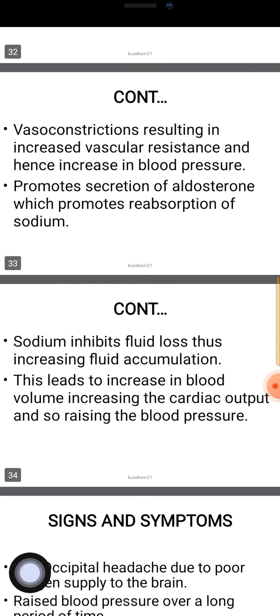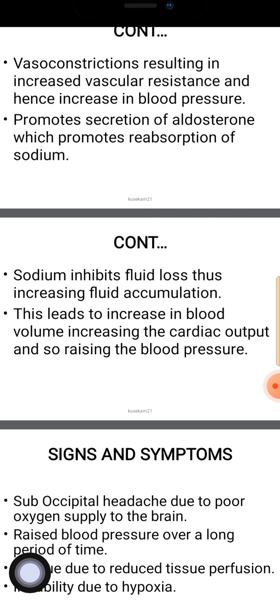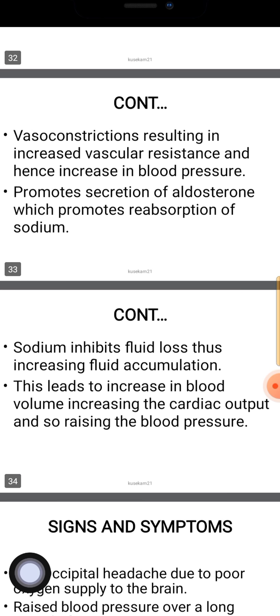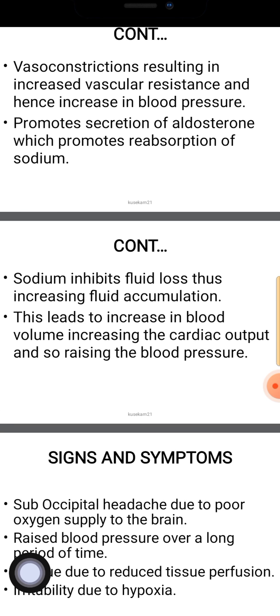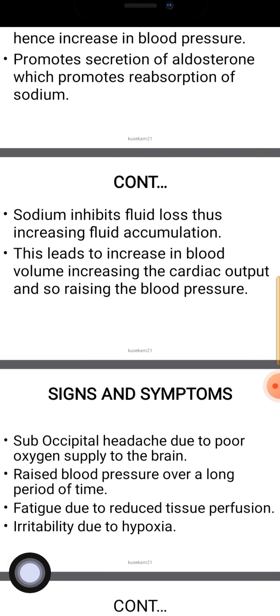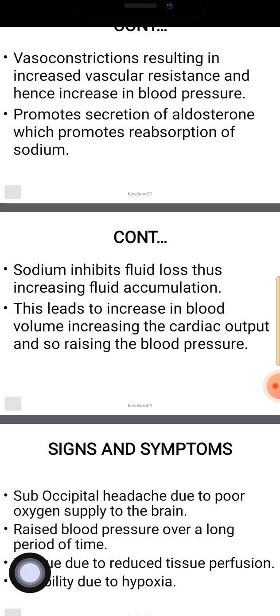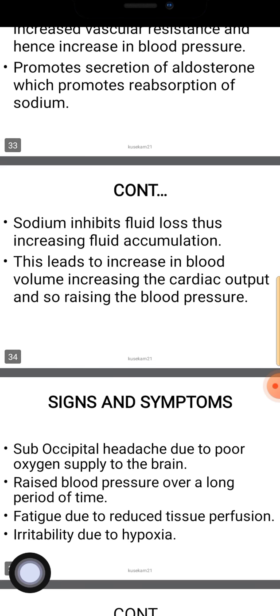Then, with angiotensin 2, there will be vasoconstriction resulting in increased vascular resistance and hence an increase in blood pressure. That also promotes secretion of aldosterone, which promotes reabsorption of sodium. So after there is this conversion of angiotensin 1 into angiotensin 2 by angiotensin converting enzyme, there will also be production of aldosterone, which will promote the reabsorption of sodium.